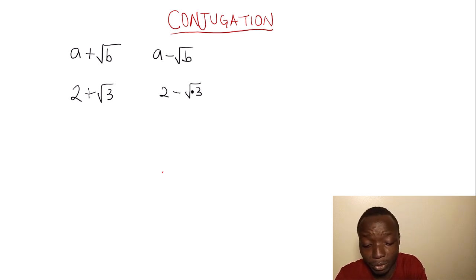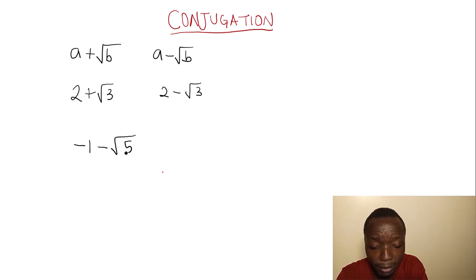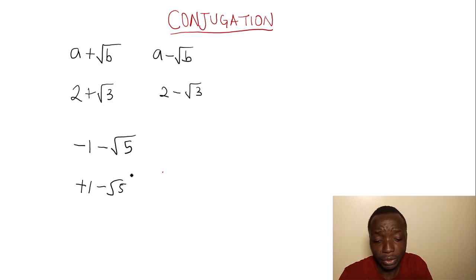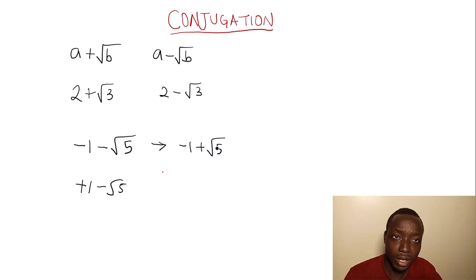For example, if I were to give a question minus 1 minus square root 5, some students have produced responses like plus 1 minus square root 5. No, this is not the conjugate. You only get the conjugate if you change the sign between the part without the square root and the part that has a square root sign. So the conjugate for this expression is going to be minus 1 plus square root 5. This is the right way to get your conjugate.